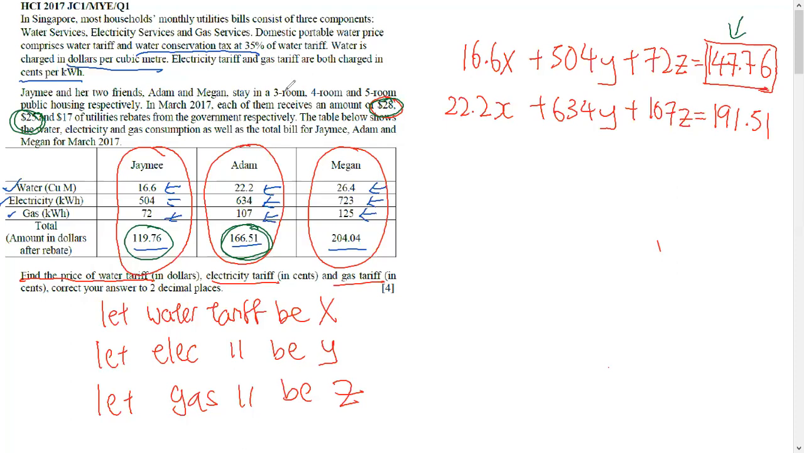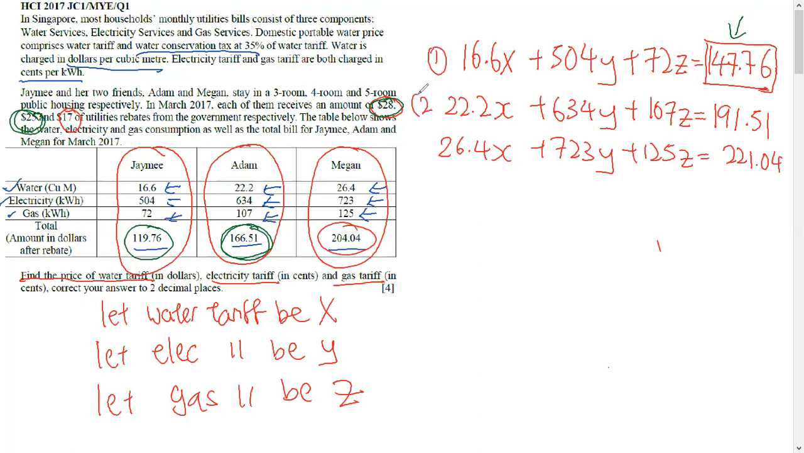And of course, the last equation here will be 26.4x plus 723y plus 125z equals 221.04. Again, 221.04 is 204.04 plus a $17 rebate. So ladies and gentlemen, what we have here is our equations 1, 2, and 3.